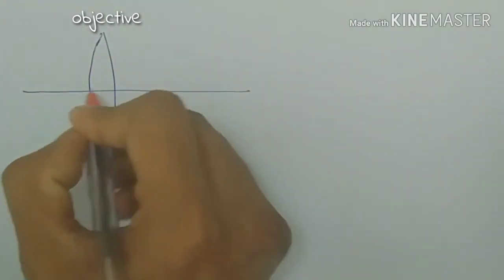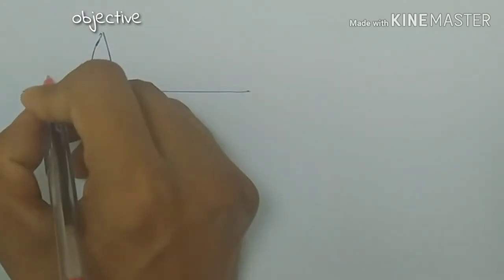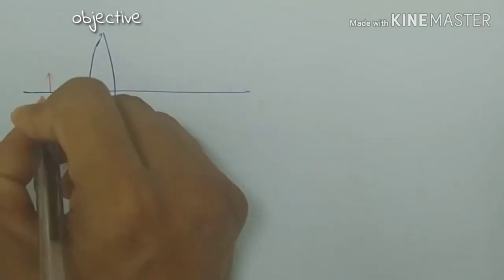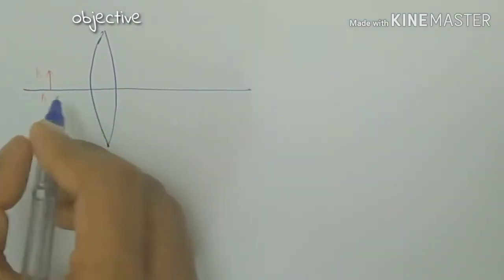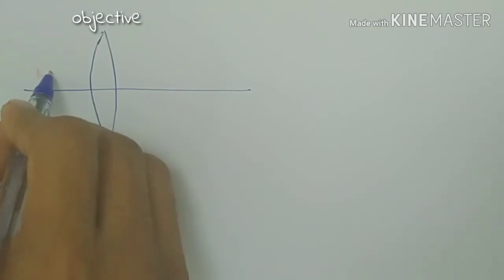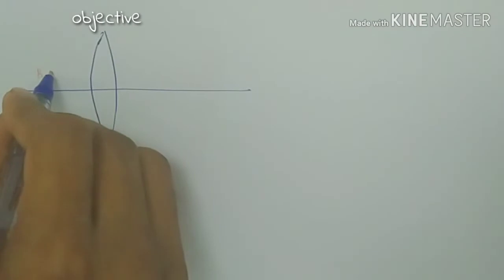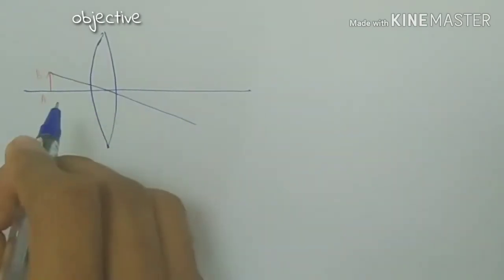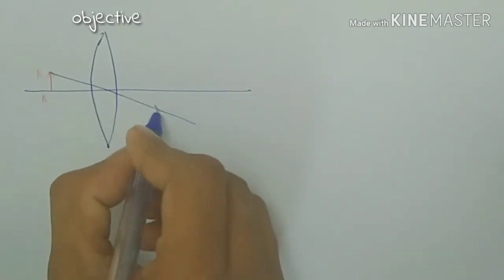Then in front of the objective lens we have to place our object, and let's call this object AB. It is placed just beyond F. Then we initially start with a ray which is starting from the head of the object and it is passing through the optic center. A light ray which is passing through the optic center will pass without any deviation. Therefore, we have completed a light ray like this.